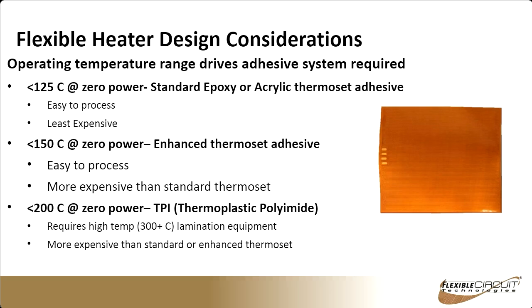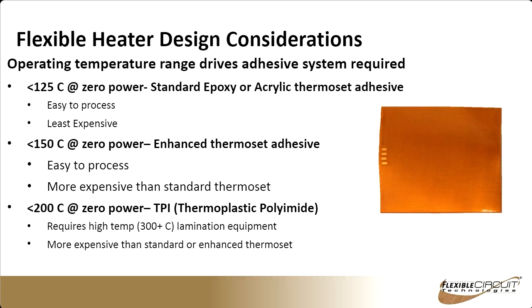So anyway, our first option, that'll go up to about 125 C at 0 power. And the reason we say that is if you're heating something up to 125 C, that's your top target temperature, you have to remember that if you heat it up to 125 C and then shut it off, you're going to overshoot beyond that. And you want to make sure that you're not going to damage the heater by over-temping it. So the first one is a standard epoxy or thermosetting acrylic adhesive. This is the same stuff we use when we build our flexible circuits. And so it's very easy to process. It's the least expensive option, and we do a lot of heaters in flex with that.